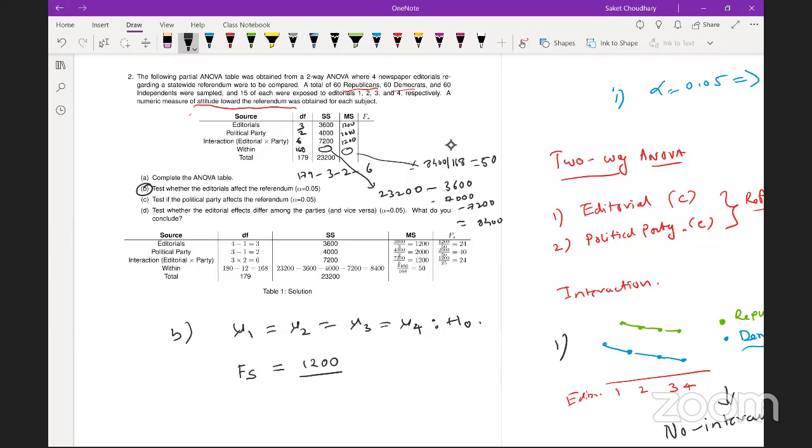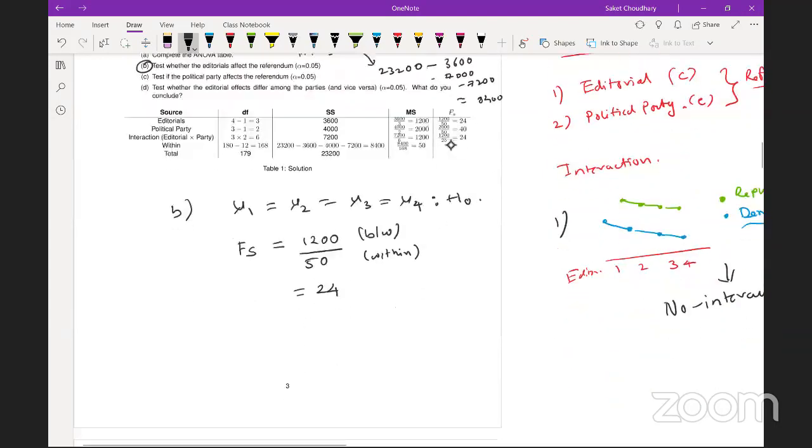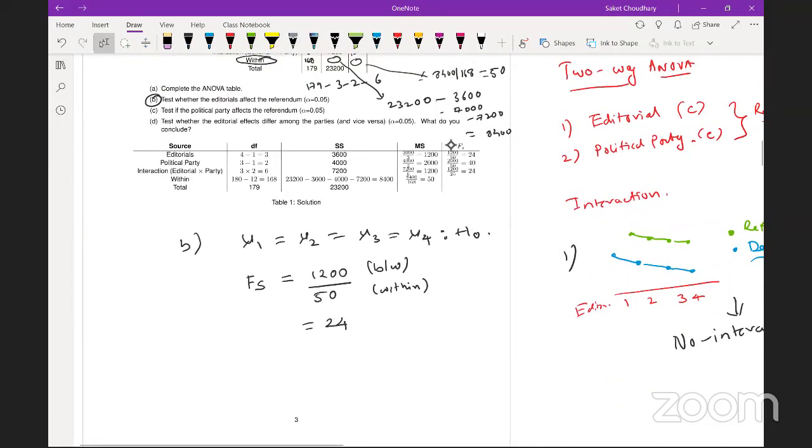The F statistic in this case would be given by 1200, which is the mean square that you see for the editorials, divided by within. So it's always between divided by within. This is 50, and this you get as 24. The degrees of freedom, you already know, so I'll write this down. Degrees of freedom in the numerator is going to be 3. Degrees of freedom in the denominator, I'll call it N minus T.